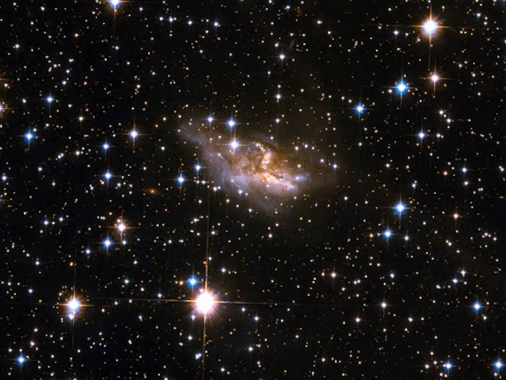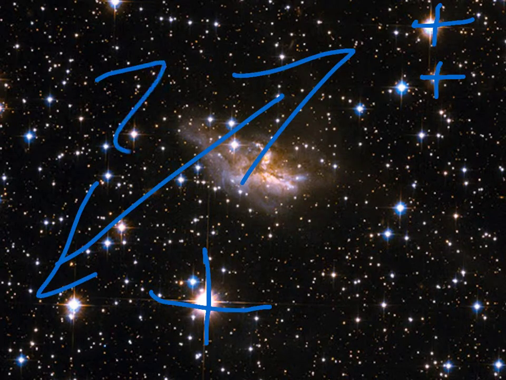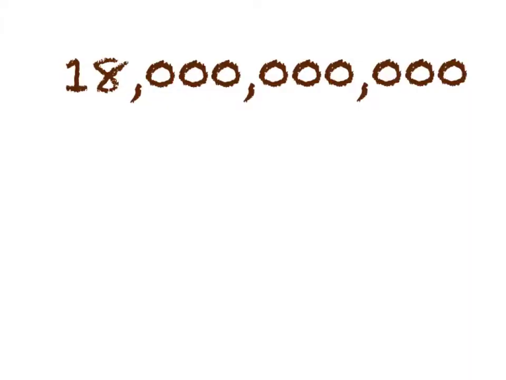Here's another example. Anything you see with a plus sign in this picture, it's called the Hubble Deep Field. It's a star. Everything else is a galaxy. What kind of distances are we talking about here? How big are the numbers that we're working with?